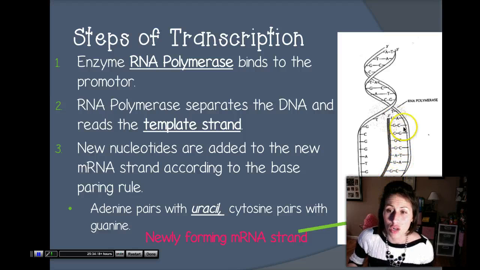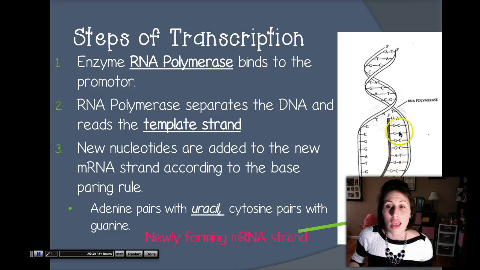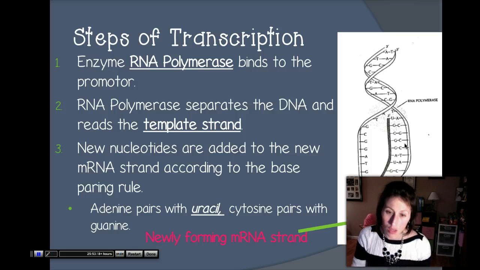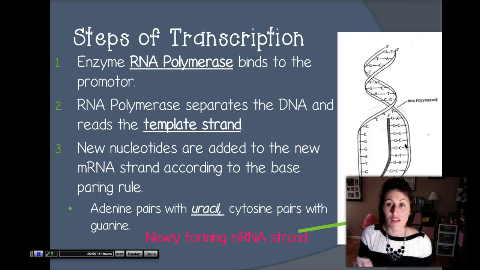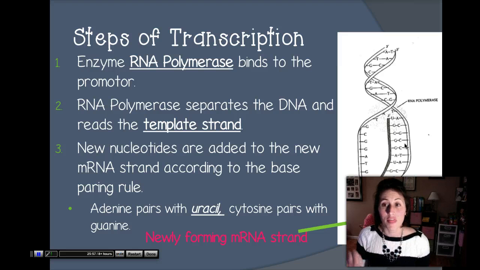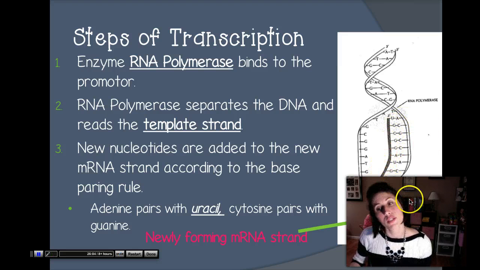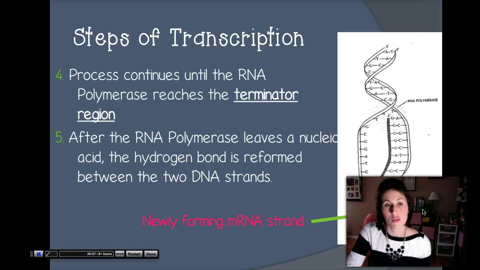So here's our template strand. On the DNA strand, it's going to read that side of the DNA strand, and then as it goes down and reads, new nucleotides are going to be brought in and added to the new mRNA strand according to that base pairing rule. Remember though, in RNA, adenine pairs with uracil, cytosine pairs with guanine, and if there is a thymine on the DNA strand, that still pairs with adenine. So you can see here is our very newly formed strand of messenger RNA.